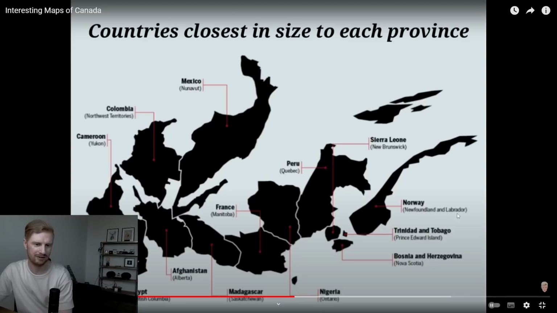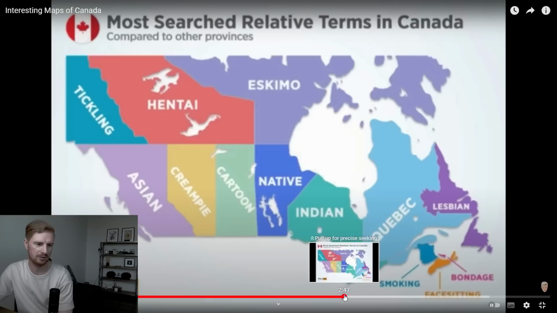Norway is like Newfoundland and Labrador. Again, somewhere like Newfoundland and Labrador compared to a country like Norway. It's a very interesting comparison. Bosnia and Herzegovina for Nova Scotia, Trinidad and Tobago for Prince Edward Island, Peru for Quebec, and Sierra Leone for New Brunswick. Oh man, these maps are quite cool actually.